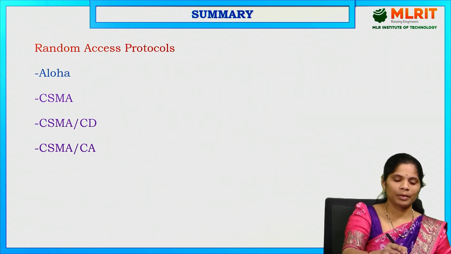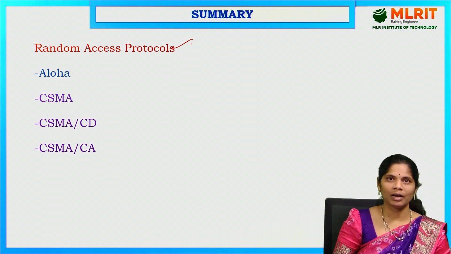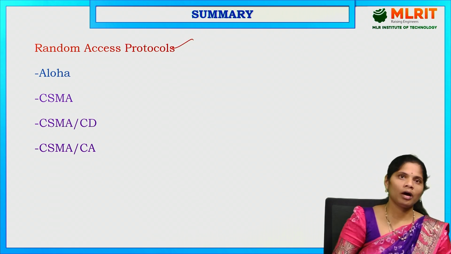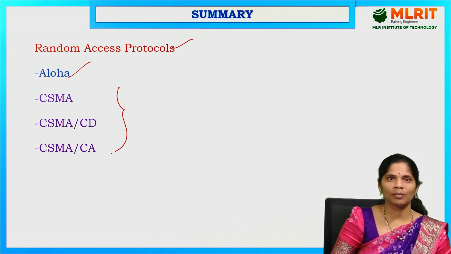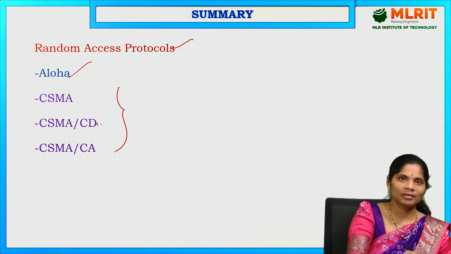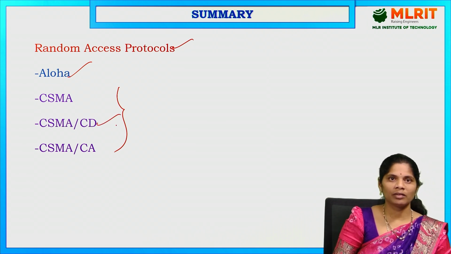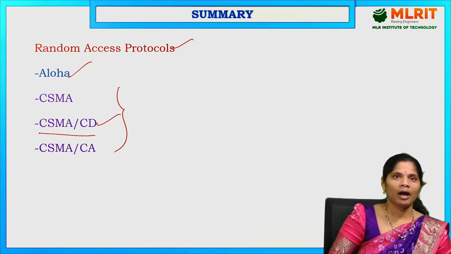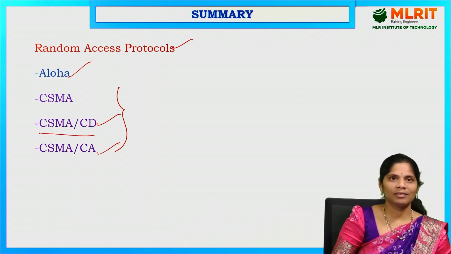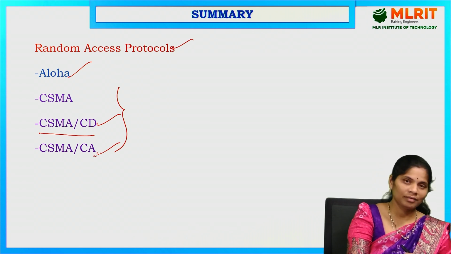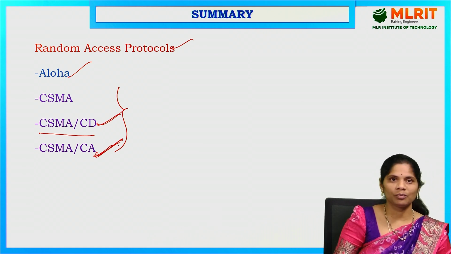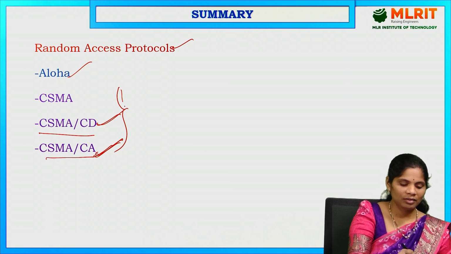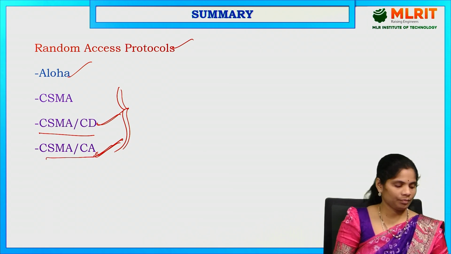And coming to the summary, in today's session we discussed the random access protocols, mainly ALOHA, which was already discussed in the previous session. Today we discussed what is CSMA, carrier-sense multiple access, and how we detect the collision using CSMA/CD. Next we discussed CSMA/CA, carrier-sense multiple access collision avoidance, and how we avoid collision during the transmission. These three topics we discussed in today's session. Thank you.